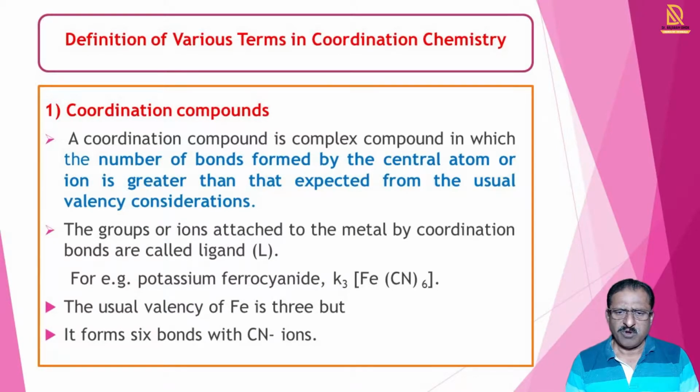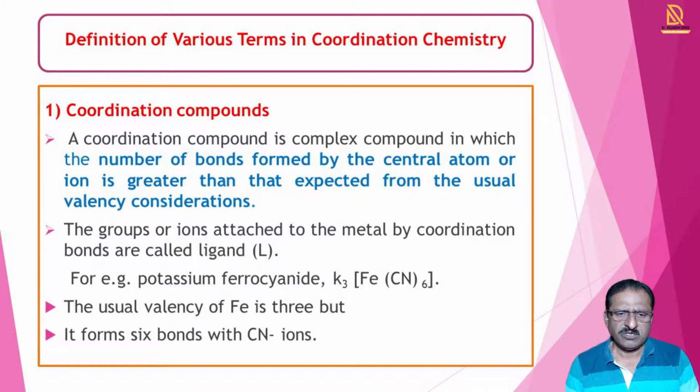A coordination compound is a complex compound in which the number of bonds formed by the central atom or ion is greater than that expected from the usual valency consideration. In coordination compounds, the metal is attached to ligands. The groups or ions attached to the metal by coordination bonds are called ligands, denoted by the capital letter L.